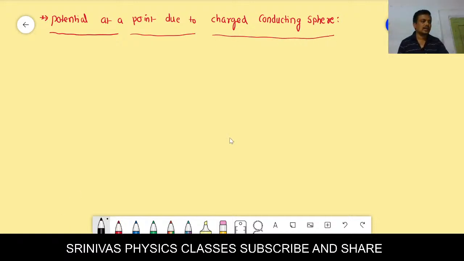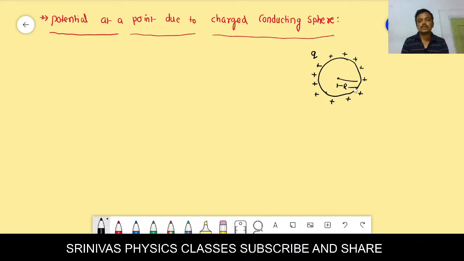For example, this is a conducting sphere. What is the meaning of conducting sphere? For example, if it is a metal sphere, it is said to be a conducting sphere. The charge will reside on the surface of the conducting sphere. This is the charge. Okay, the charge q will be there on the conductor, and the radius of the sphere we can consider as capital R.